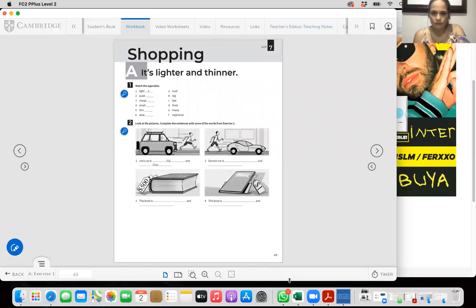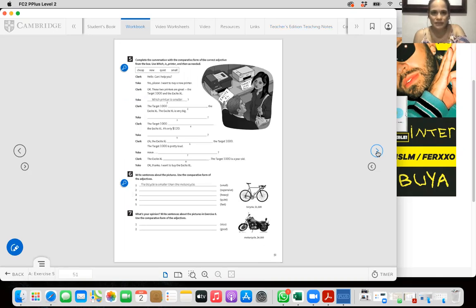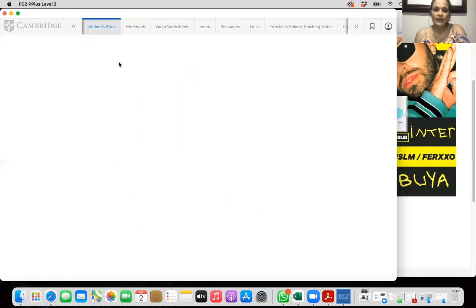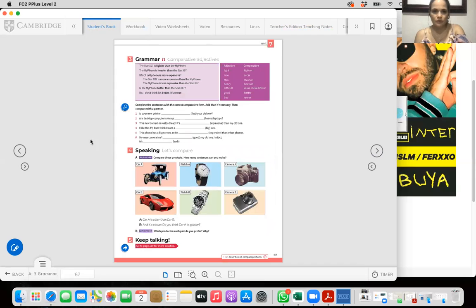So we have, again, sorry, page 49. We have the adjectives. And then page 50, we have the comparatives. So pages 49 and 50. And you can also do page 51. So pages 49, 50, and 51 are for homework on your workbook.